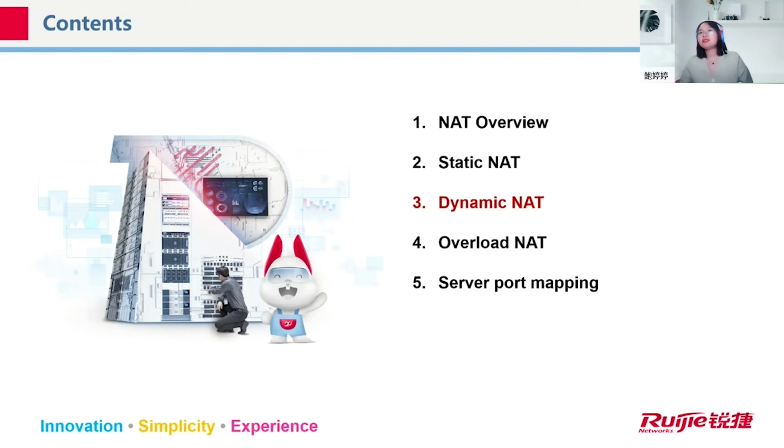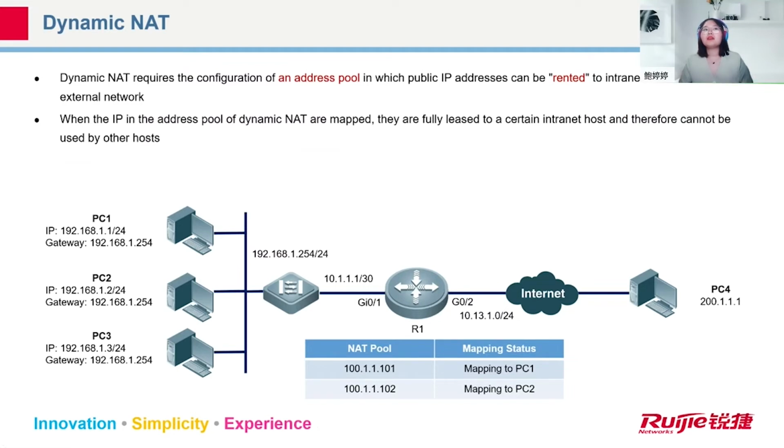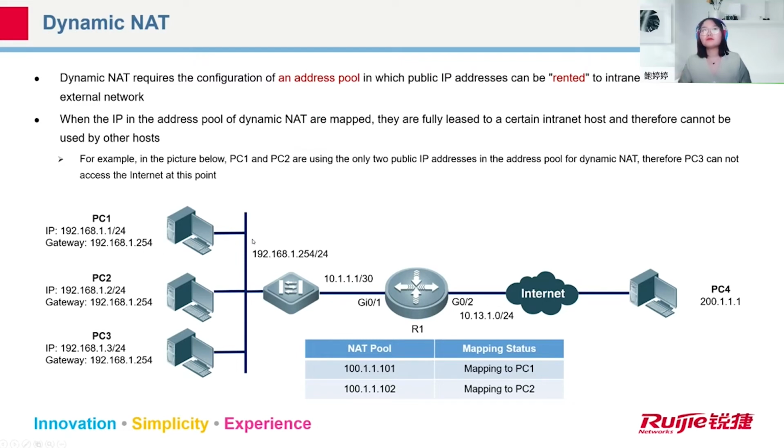And another one is dynamic. We said static can only give one public address to one private address, and the IP addresses are not enough. So dynamic means we will create an address pool. In the pool, maybe you have multiple addresses, for example 2 or 3, and we will assign addresses to the private hosts. So when an IP address in the pool is mapped, we can get the IP address when we use it. But once we finish using it, this IP address can be assigned to other devices.